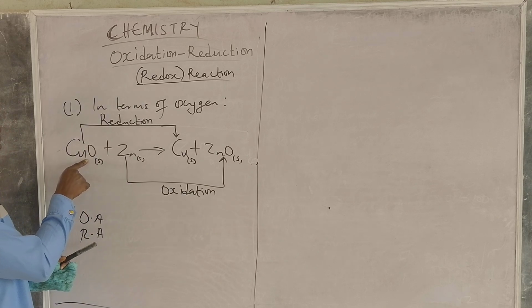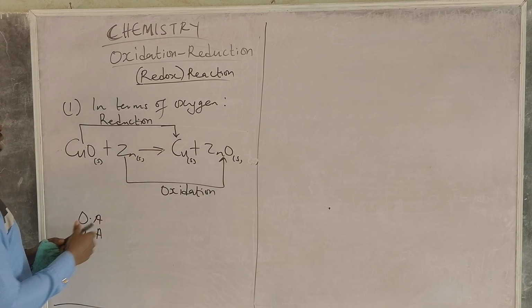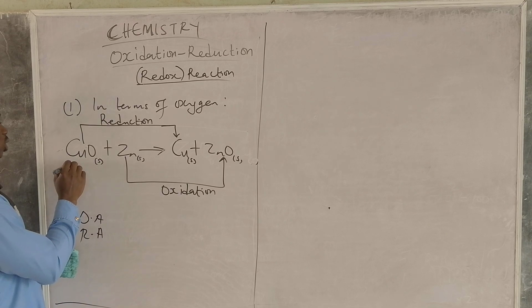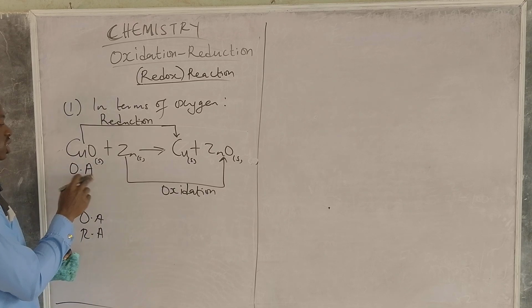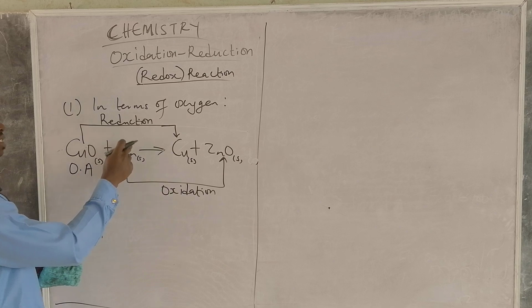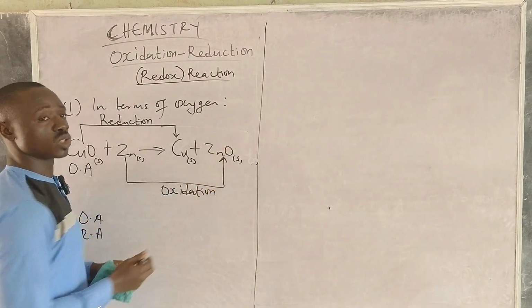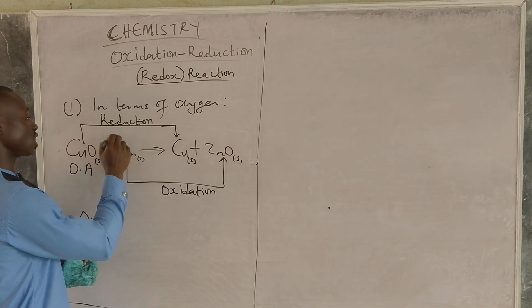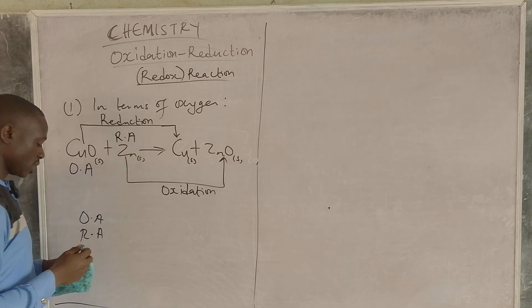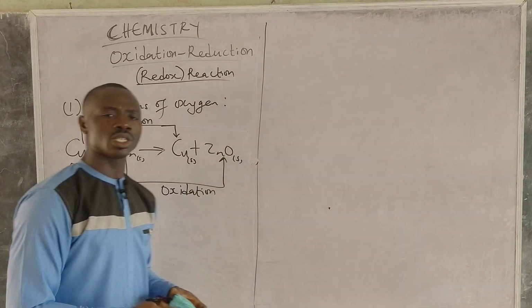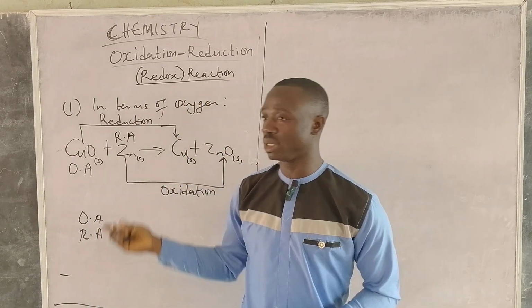All right. Copper oxide is being reduced to copper. So definitely copper oxide becomes the oxidizing agent. OA means oxidizing agent, while zinc has been oxidized to zinc oxide. So zinc becomes the reducing agent. I can use this illustration to explain what I mean by this.